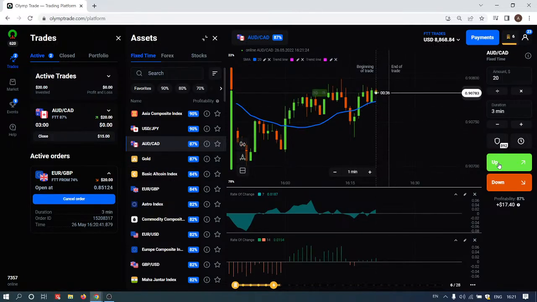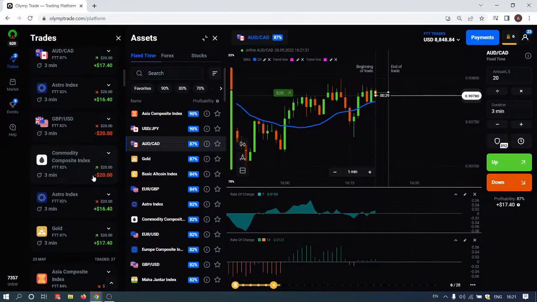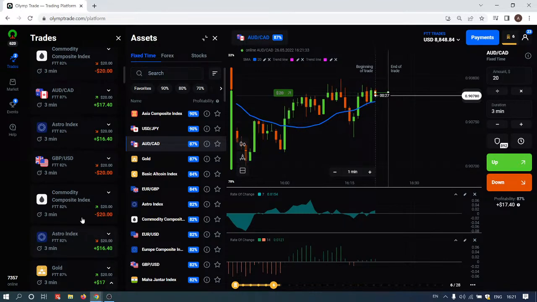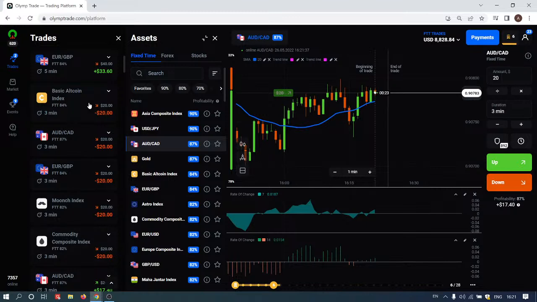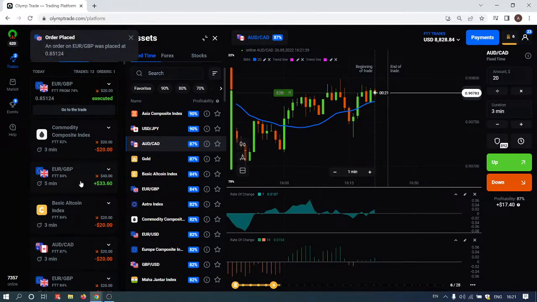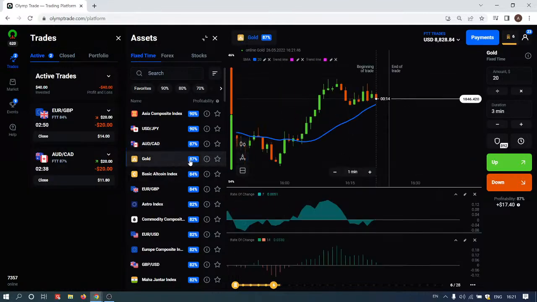Right, let's give it a try. AUDCAD. So when did things go wrong? In the beginning, I had two losing trades, two winning trades, and that was this losing sequence, and now it's a win-loss. All right. So far it's going 50-50.